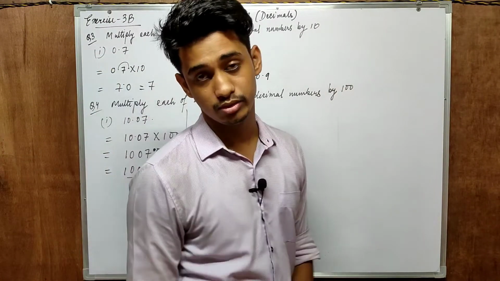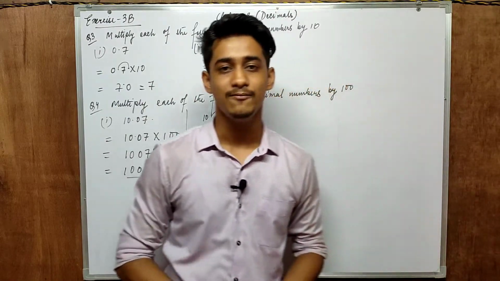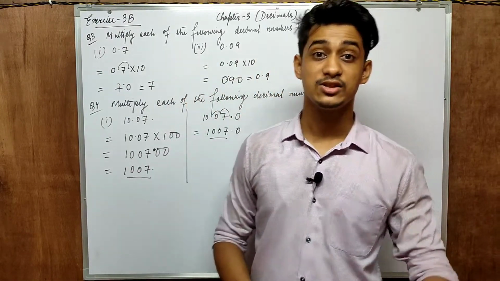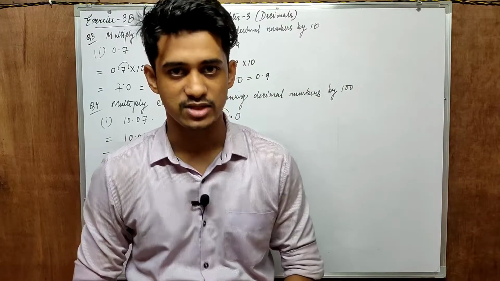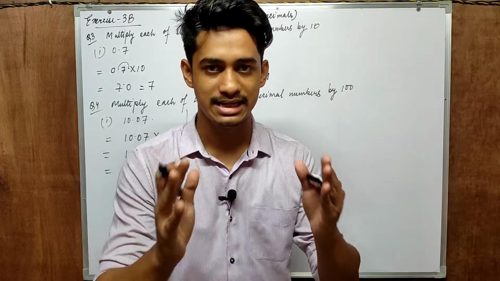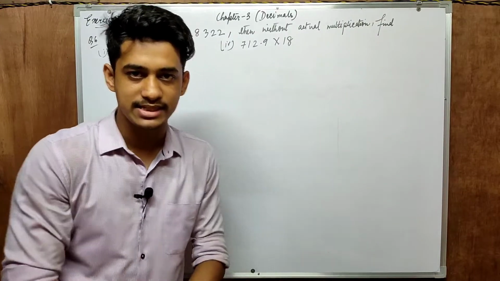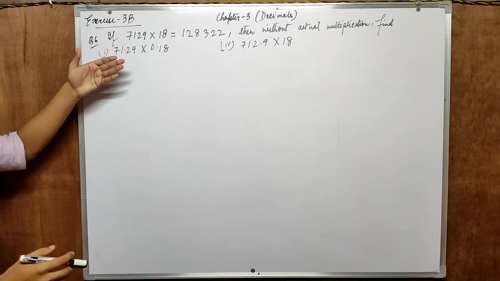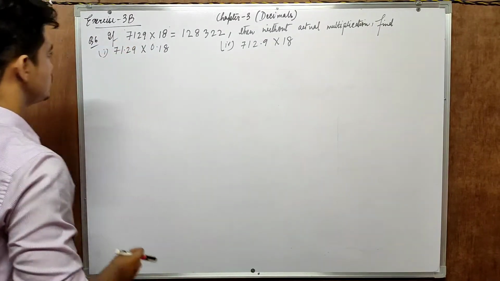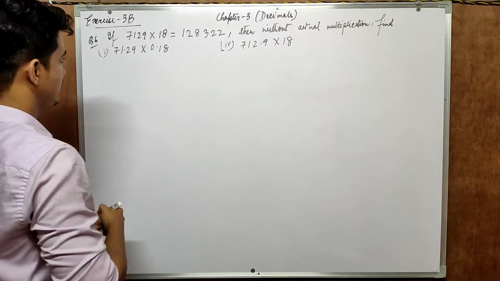I think now you can crack the methodology of solving question number 4, and you can try question number 5 as well. So let's just move on to question number 6. In question number 6, one piece of data is given, that is 7129 into 18. The result is already given.